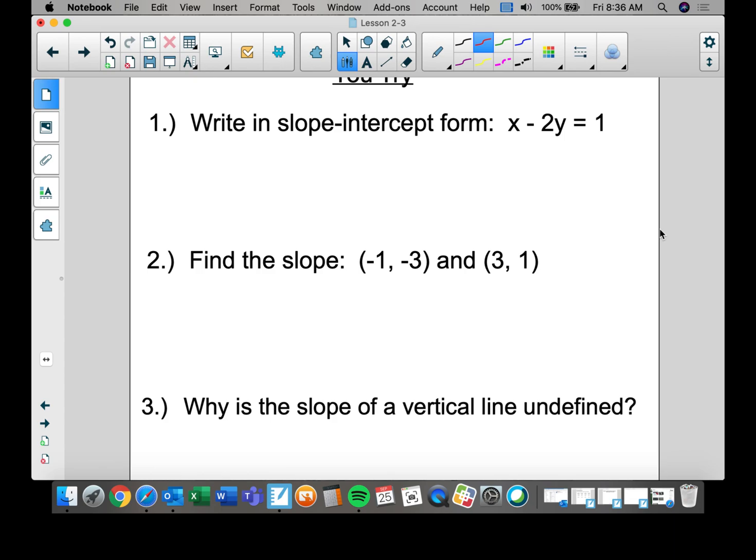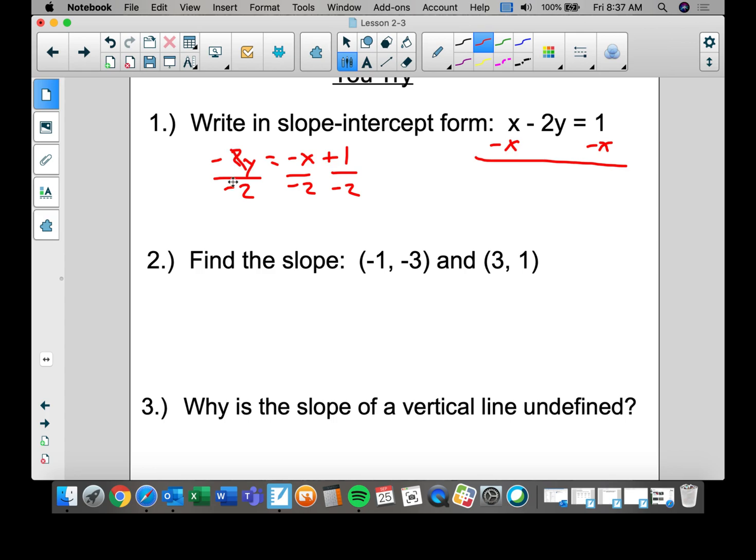First one, I asked you to write in slope-intercept form. Remember, we're solving for y. So step number 1 means I need to get rid of the x. We're going to move that to the other side. So that means I have a negative 2y, don't forget the negative, equal to a negative x plus 1. Now I need to get the y by itself, so we divide everything by negative 2.